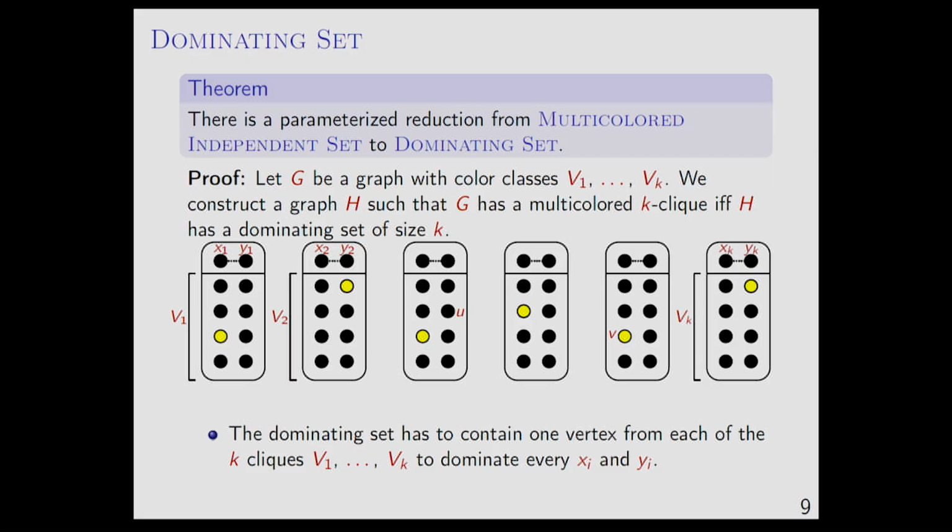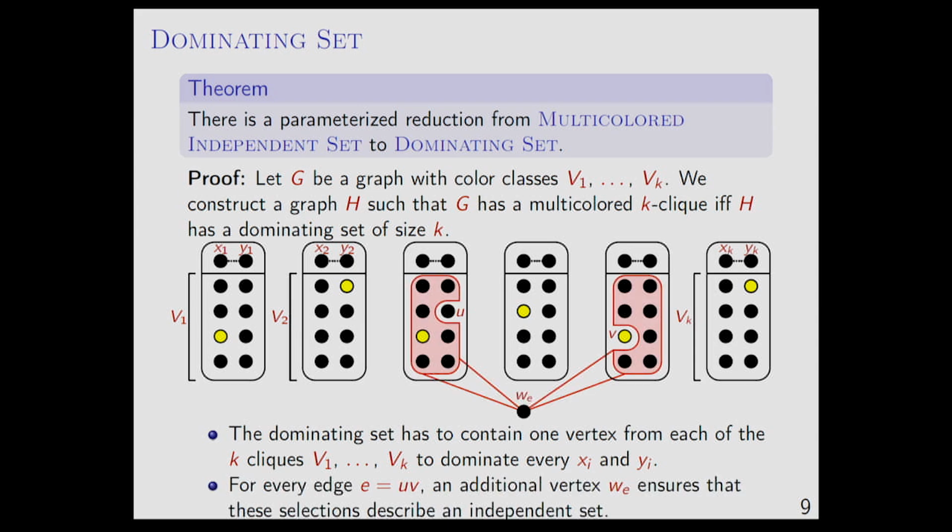And then you put some guard vertices x1, y1, which are private to these vertices. Now, if my budget is k, from each clique you have to pick one vertex. So a dominating set of size k has to contain one vertex from each of the k cliques, V1 to Vk, to dominate every xi, yi. So up until now, there's nothing. Now we are just going to add a small gadget, which will take care of adjacencies. So how do I take care of that?